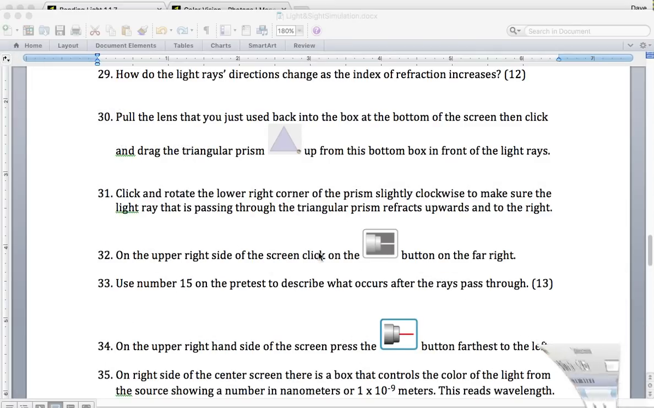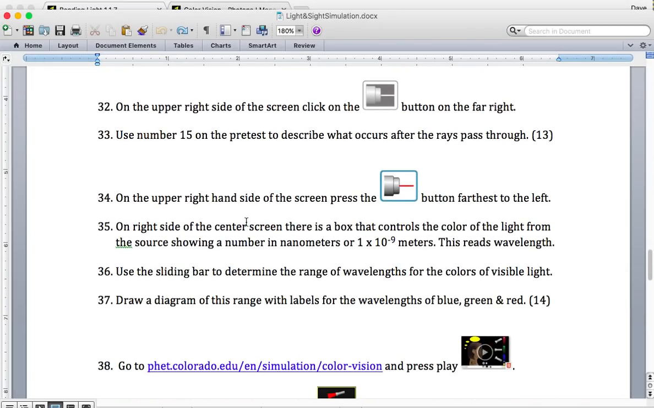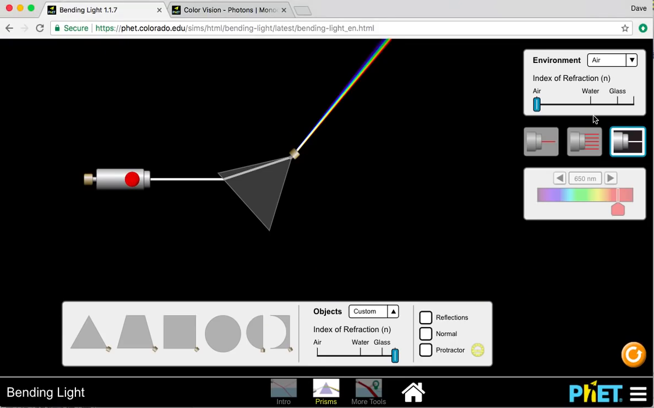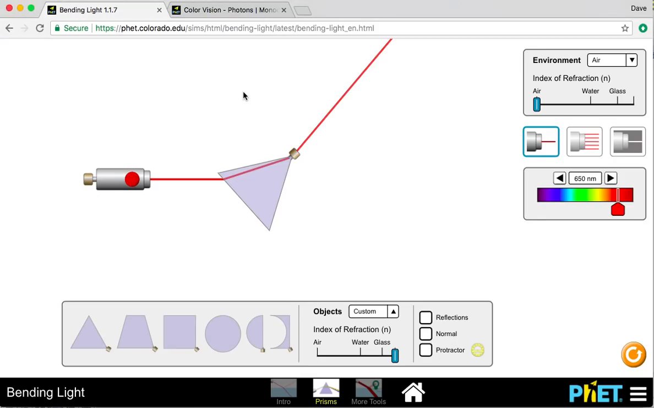Okay, moving on. So on the upper right side of the screen, there's a box that controls the color of the light. Oh, I gotta press this one first. Don't skip an instruction. On the upper right side of the screen, press this one ray button furthest to the left. So here we go.